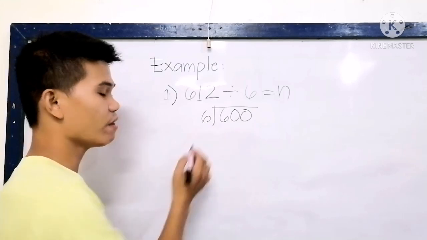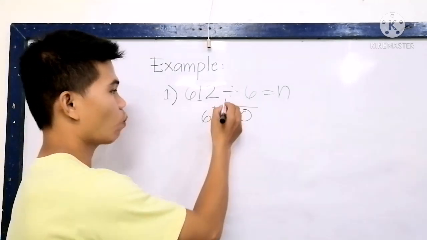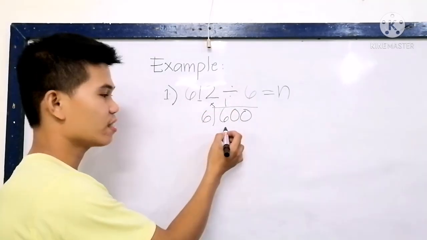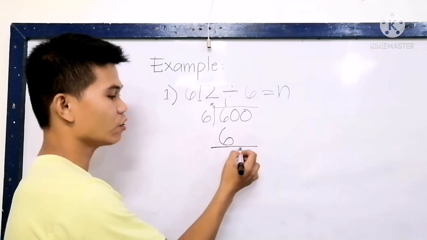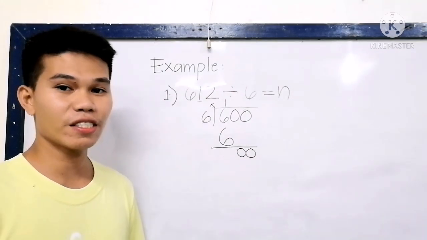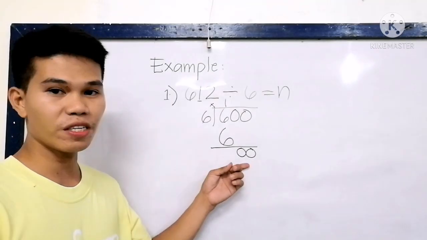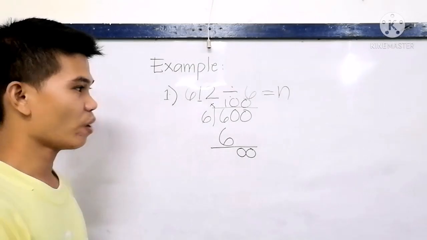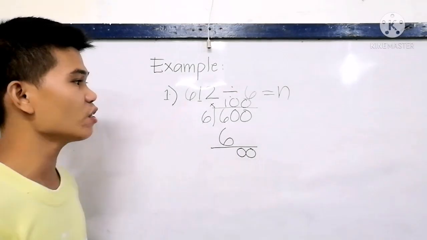So 6 divided by 6 is equal to 1. Then proceed to multiplications. 1 times 6 is equal to 6. Then bring down 2 zeros. Then add the number of zeros in the dividends to the quotient. So we have here 2 zeros. So we are going to add 2 zeros here in the quotient. So we have 100. So therefore, 612 divided by 6 is equal to 100.